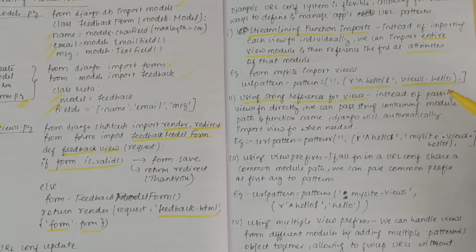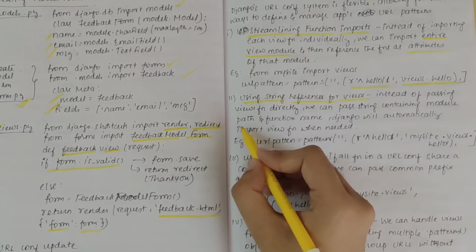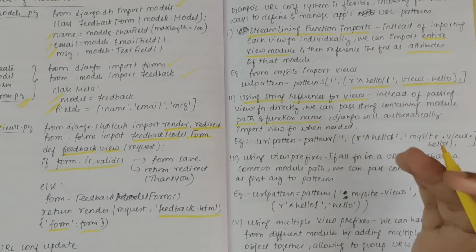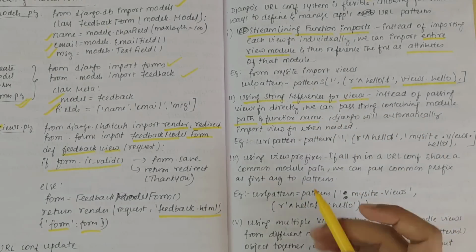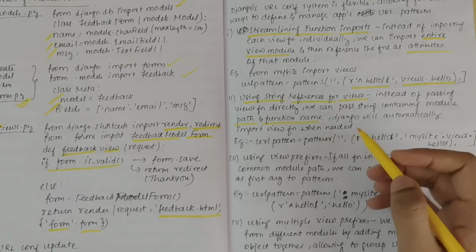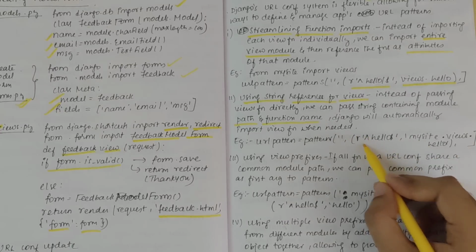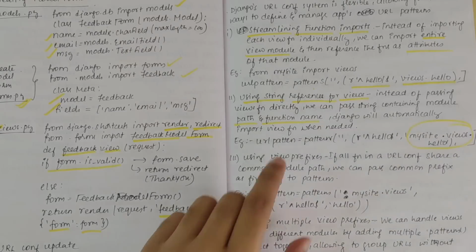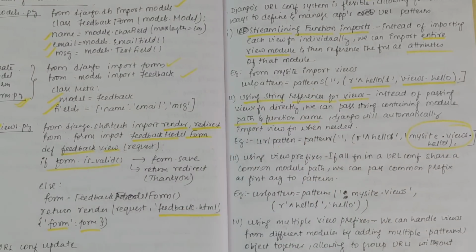Next we have using string references for views. That is, instead of passing view functions directly, we can pass a string containing the module and function name. Django will automatically import those view functions when needed. So it is urlpatterns is equal to patterns. Here I am specifying hello, and here I am doing the alteration. That is, from my side, in views, I have to access hello. The function name is hello here. Okay, so that is how using string references for views works.